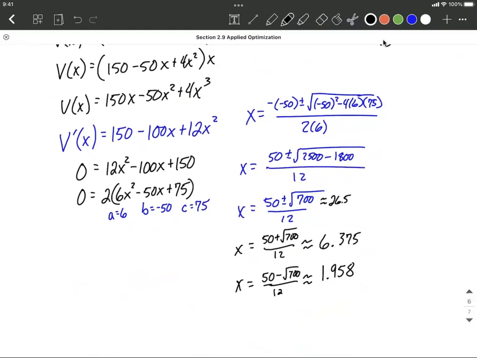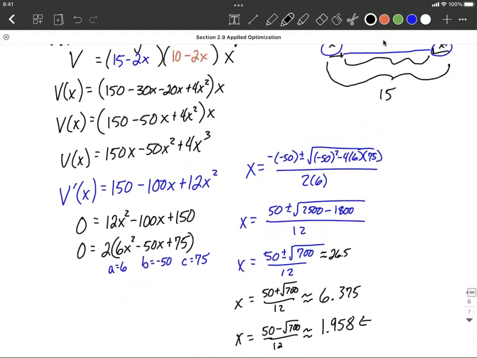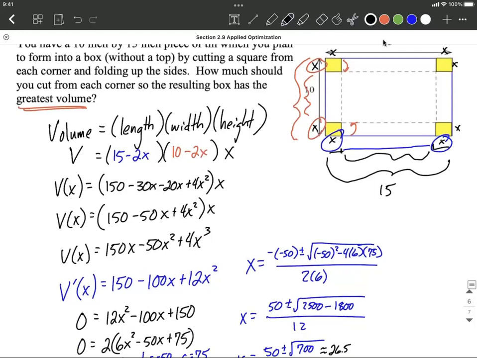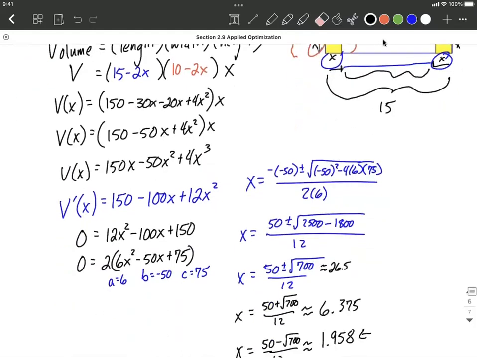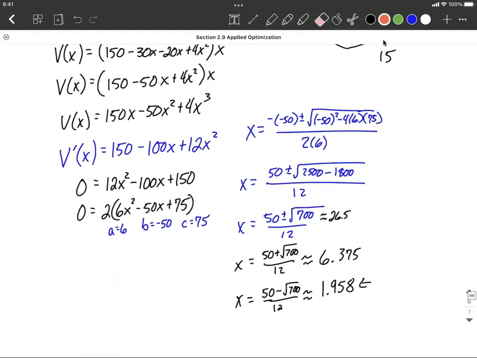All right, let's think if we first cut 1.958 inches from each corner. We had 10 at the beginning. If I cut away 1.9 from this side, that'd be okay. Same thing where we started with 15 on the other side. The longer side isn't going to be a problem, either one of them. So that would be a good solution. This is 1.958-ish. That is a good solution. So I'm keeping that one.